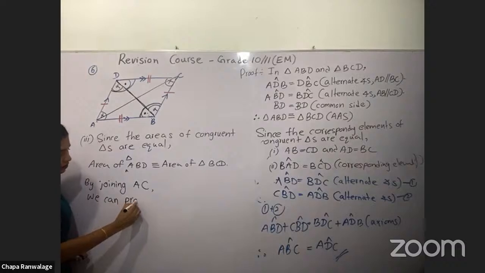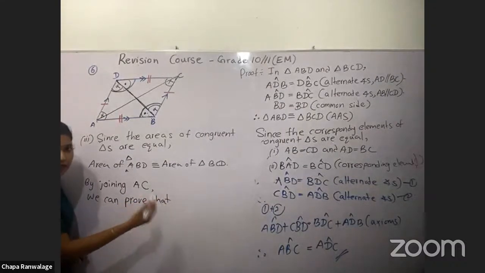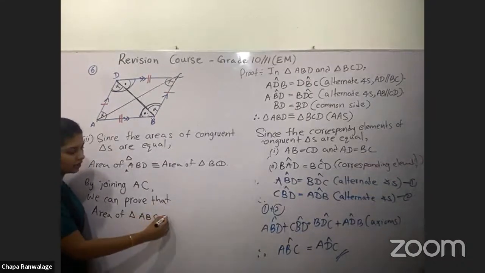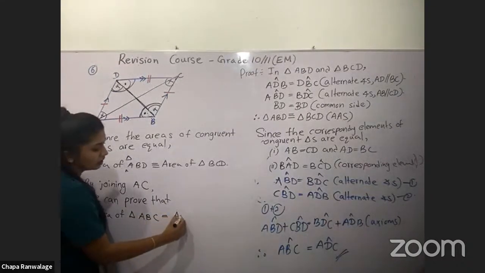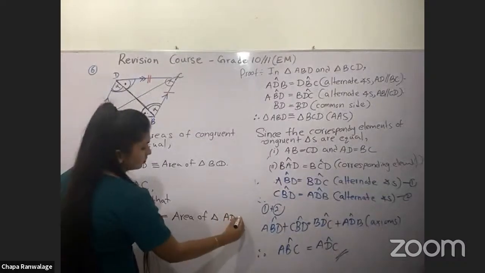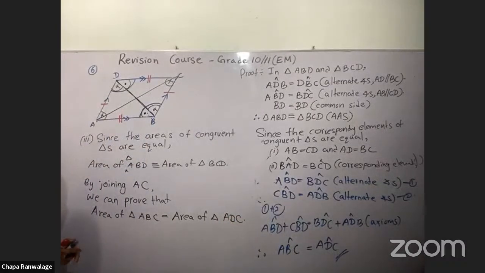we can prove that. Write that down. We can do it like this. Right? We can prove that area of triangle ABC is equal to area of triangle ADC. Sorry, ADC. Is that clear? The first part is finished.